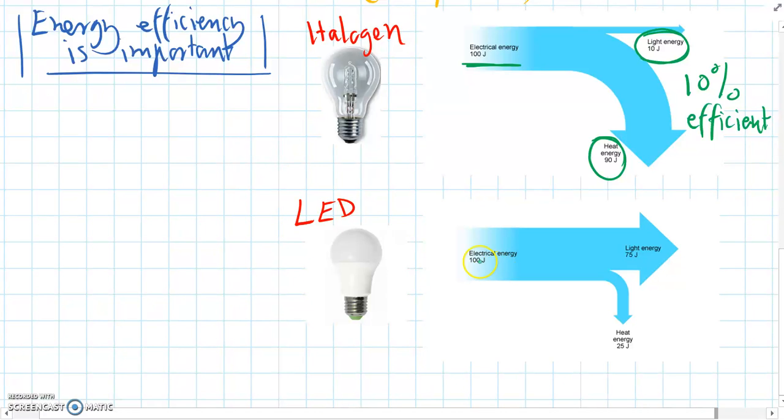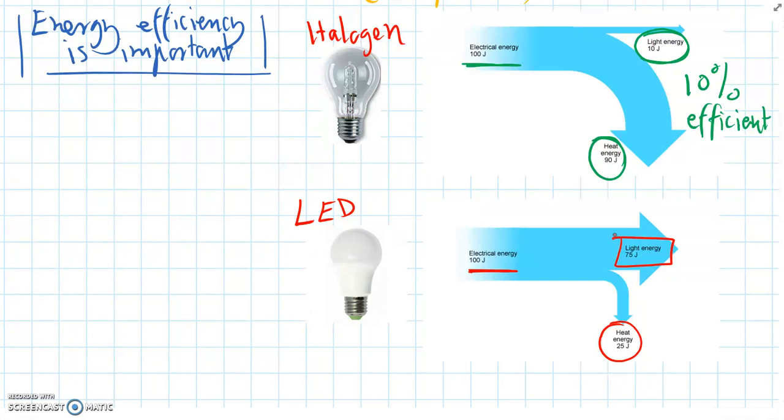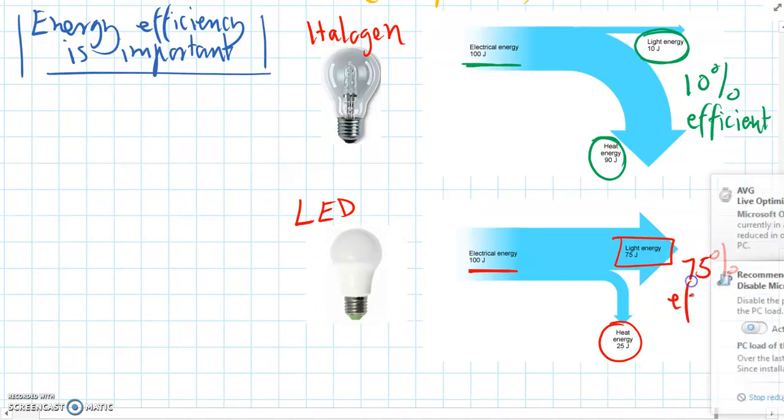Whereas an LED, out of 100 joules of electrical energy that goes in, 25 joules are lost, which means 75 joules gets converted to light energy, which is the job of a light bulb. So LED lights are 75% efficient.